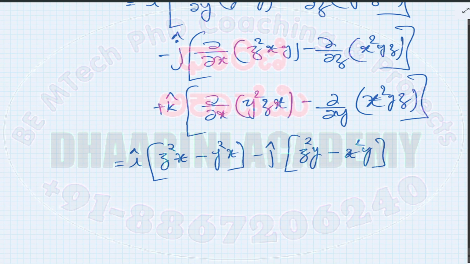Then let's go to the third term. So plus, this is k cap into, differentiation happens with respect to x first, so this is y²z minus, y cancels in the second term, I have x² into z.